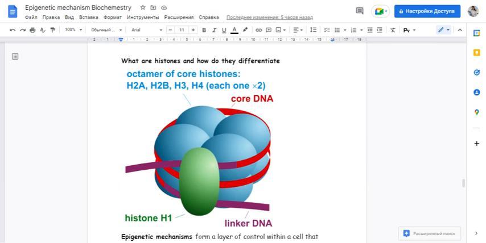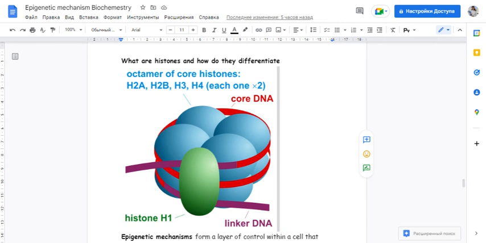So here we can see the structure of one nucleosome. It contains four types of histones which are duplicated, and you have eight histones which will loop DNA twice around itself, and then you will fix all of that with histone 1, and histone 1 will attach to a specific side of the DNA. It's called linker DNA.